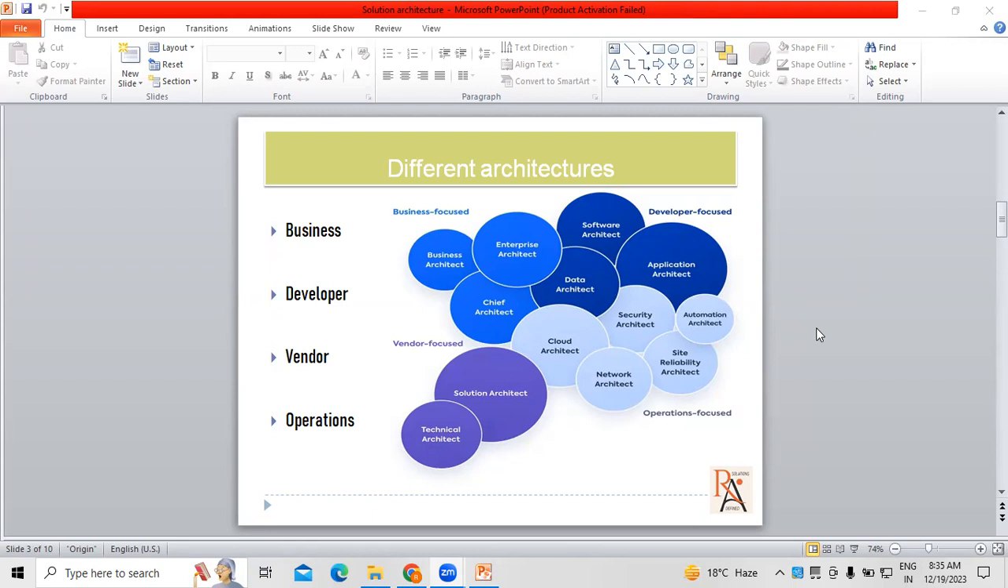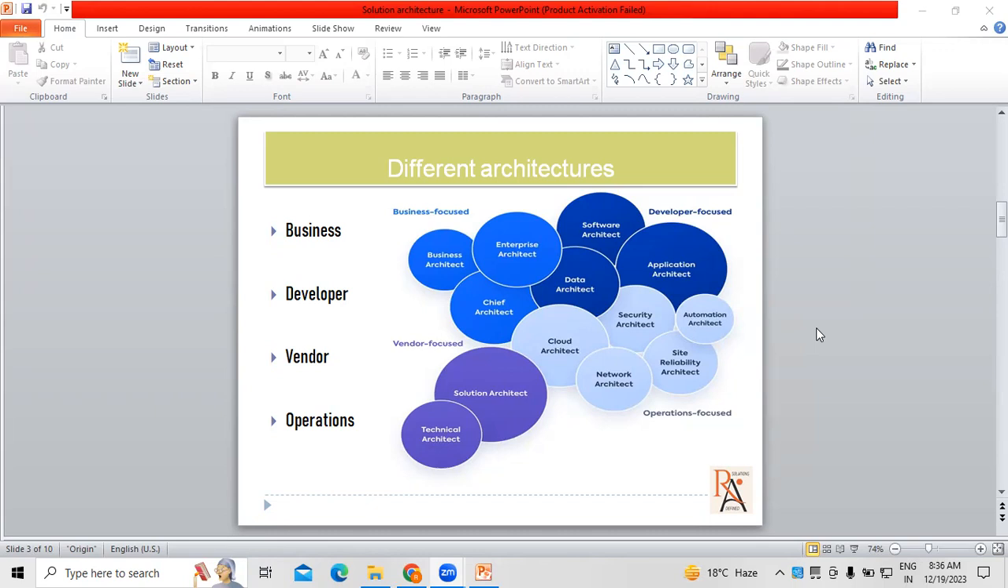Now, these are the different types of architectures you can see here, because in the field of IT, people have different apprehensions over architecture. Hence, there are different sorts of architectures available in application development. So these are the different types of architectures we have. One is the business side, second is the developer side, and third is the vendor and operation side.